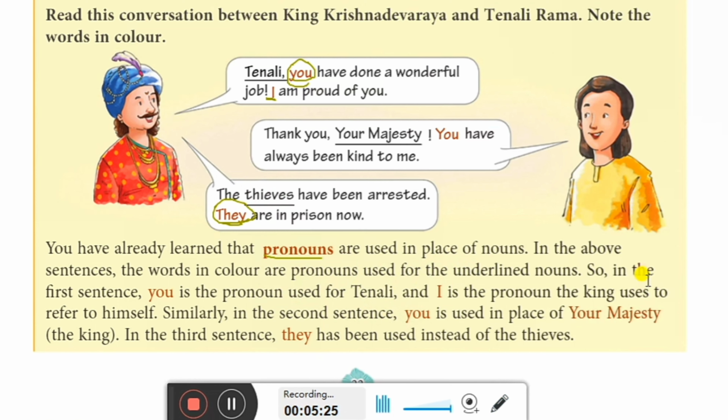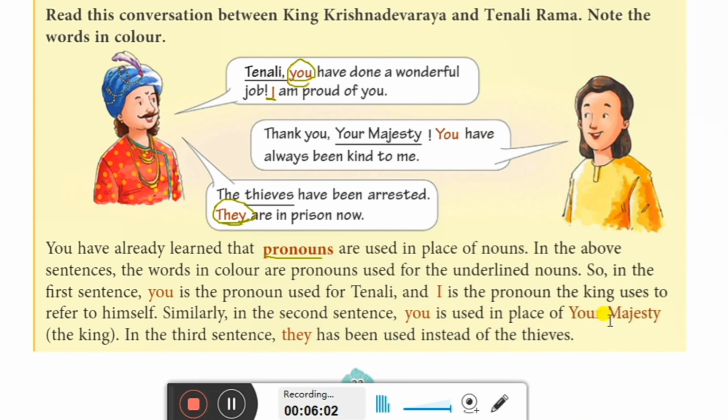So here they have talked about that in the first sentence, you is a pronoun used for Tenali and I is the pronoun the king uses to refer to himself. When you say I, you are referring to yourself. When you say I am a boy, you mean that you yourself are a boy. You are pointing to yourself. So the king is pointing to himself by saying I am very proud of you. And you is used for Tenali. First he says his name and then he says you. "Tenali, you have done a wonderful job." So these are pronouns.